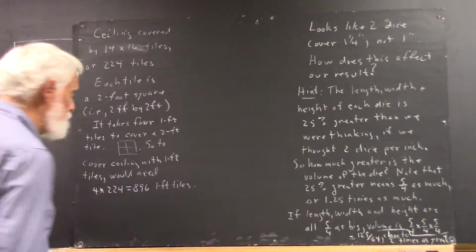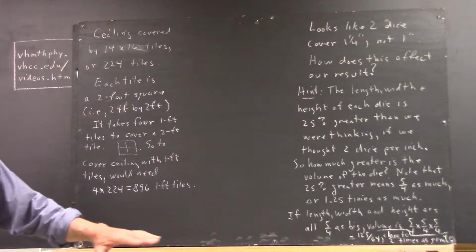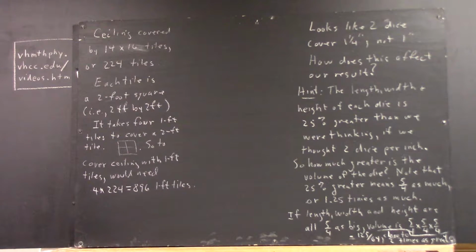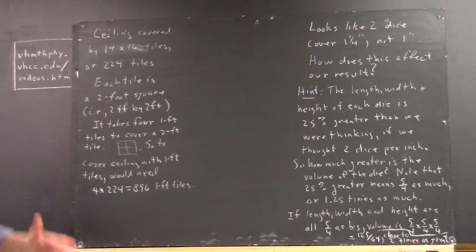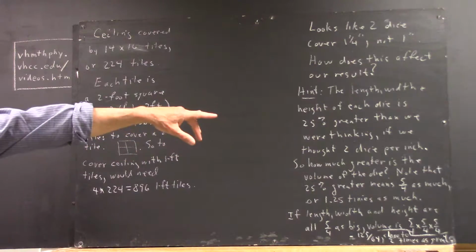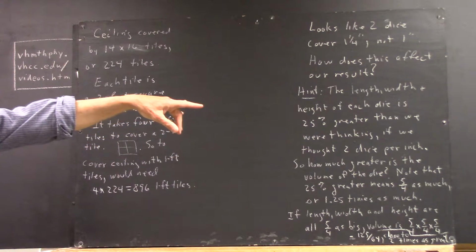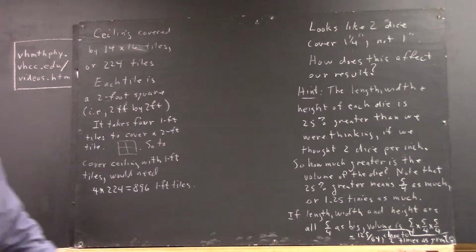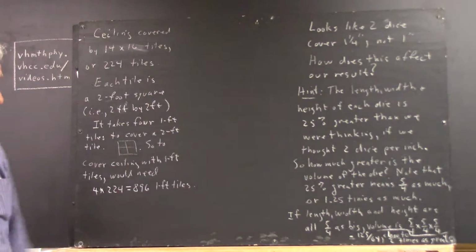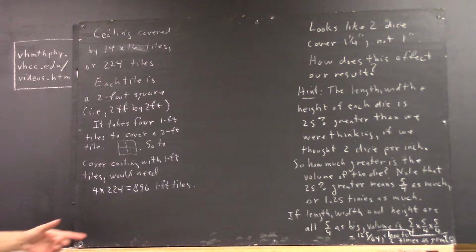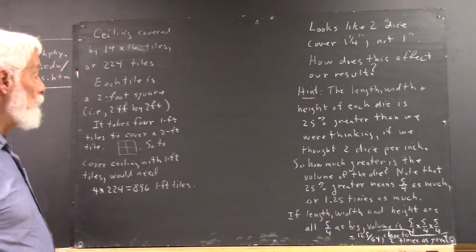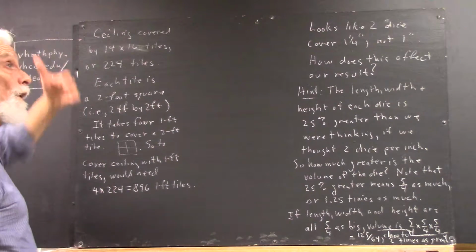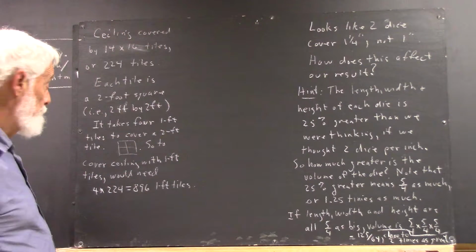One-foot tiles. Now that's higher than the estimates people made on the floor, but the floor is kind of a mess. It's hard to count. It's hard to see how many tiles there are under that side of the floor because the cabinets cover the entire length of the room on that side and most of the length on this other side. Okay, well, so there are 896 1-foot tiles it would take to cover the ceiling.